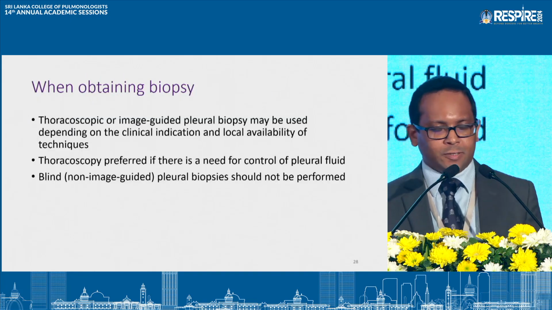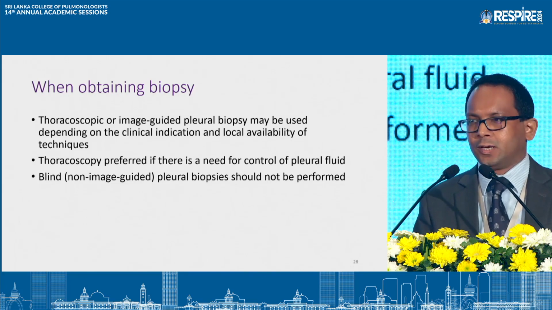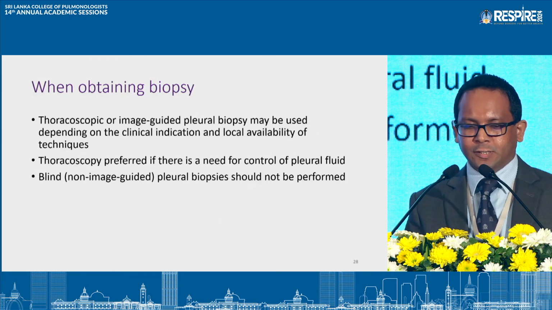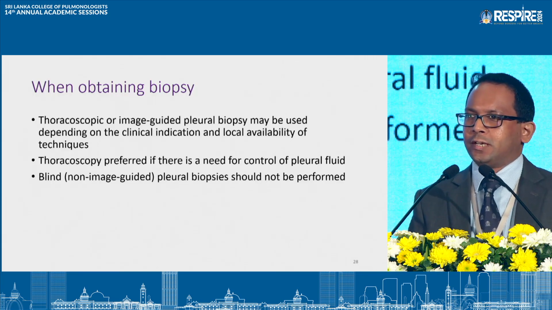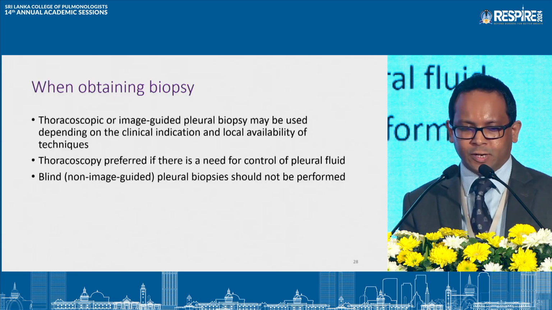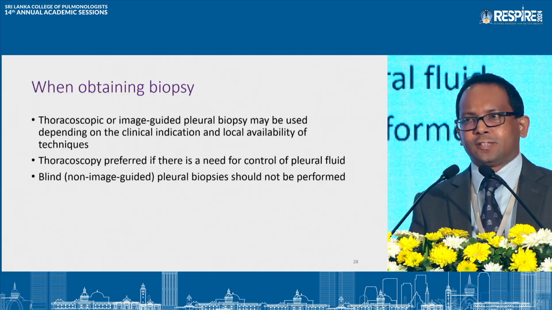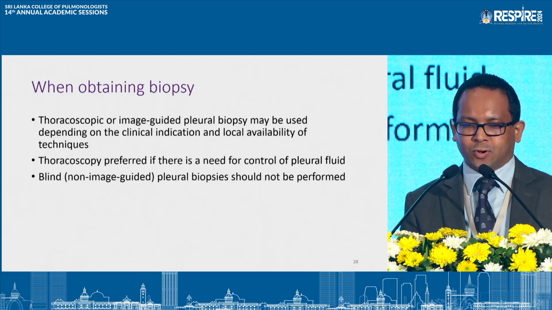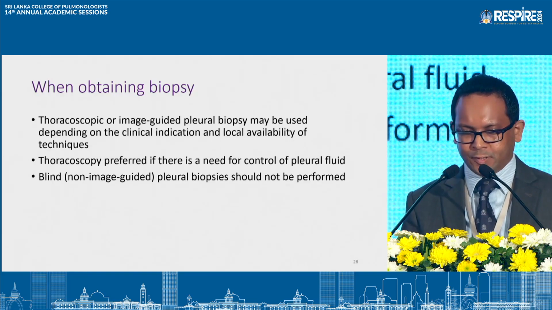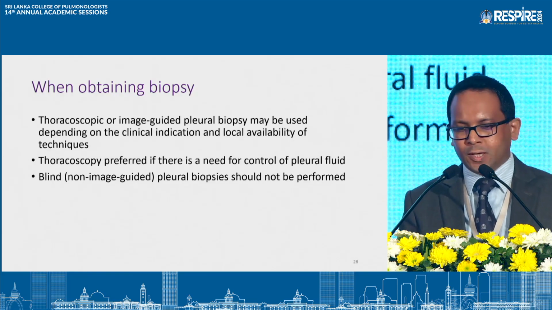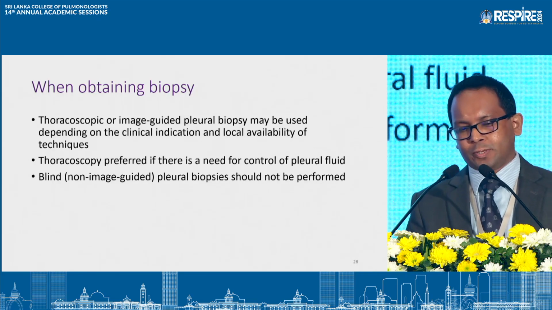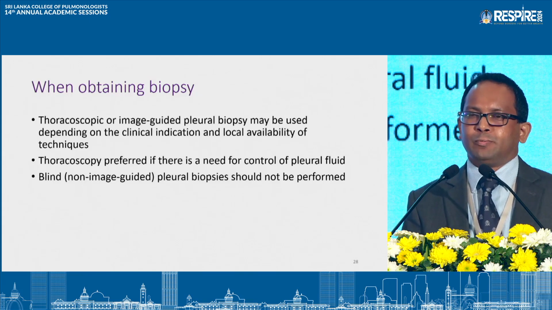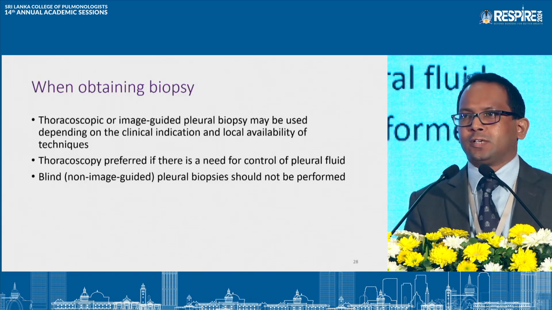So in summary, when it comes to obtaining a biopsy, the method that you use can be guided based on local availability and also the clinical indication and the patient preference as well. Generally, local anesthetic thoracoscopy, as the name implies, does not require general anesthesia, so may be preferred. And thoracoscopy can be preferred over image-guided biopsy, especially if the pleural effusion needs to be managed as well concurrently.